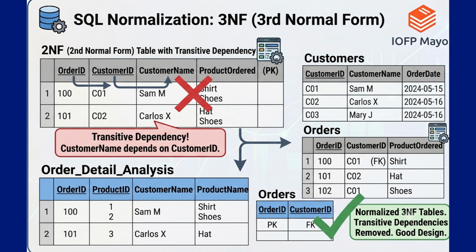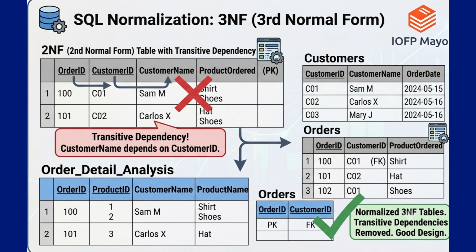However, look at the dependency chain highlighted in the diagram. Order ID determines customer ID. Customer ID determines customer name. This chain forms a transitive dependency, the red X. The issue is that we are storing the customer's name multiple times just to link their ID to the order. Every time a customer places an order, we must replicate their name, which wastes space.